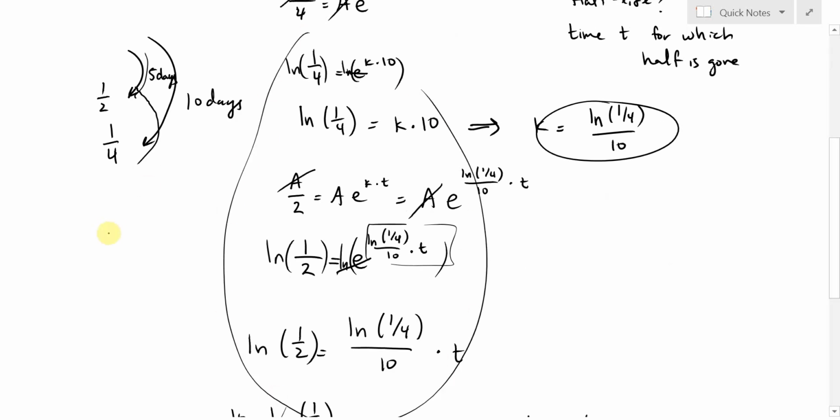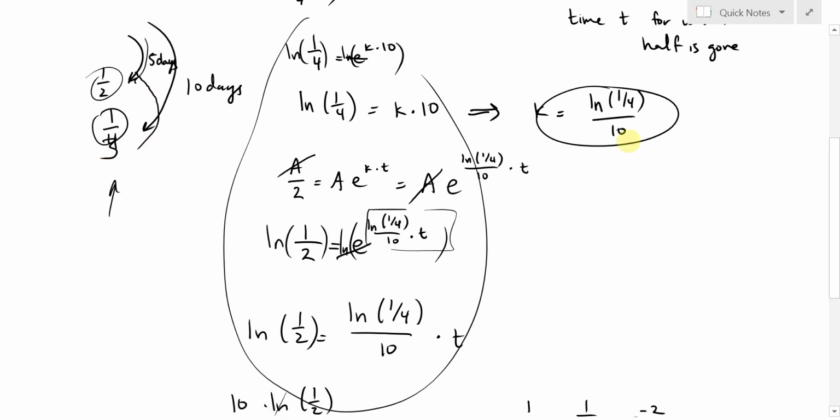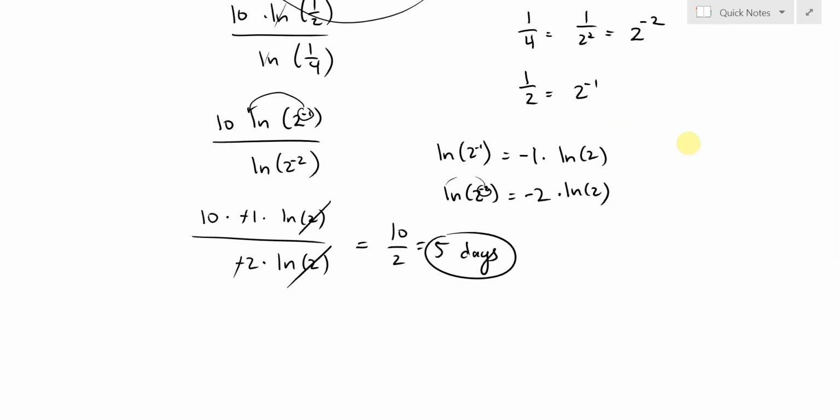Also, by the way, the only reason this kind of trick works is because a fourth is exactly half of a half. If it didn't work out so cleanly, if, for example, they told you how long it took to get to a third of its original size, and they asked you for the half-life, then there's no easy game you could have played. So make sure you really understand the actual algebraic way of doing it.